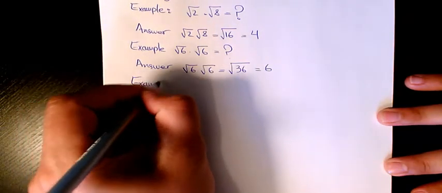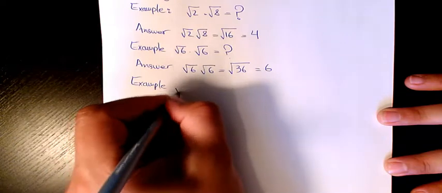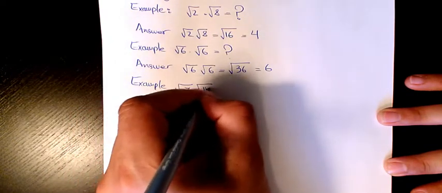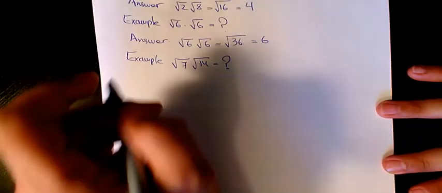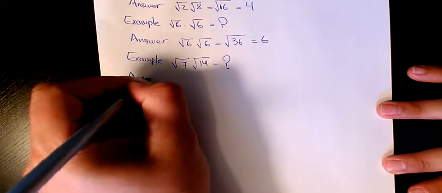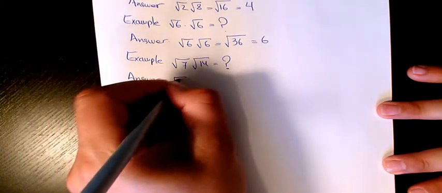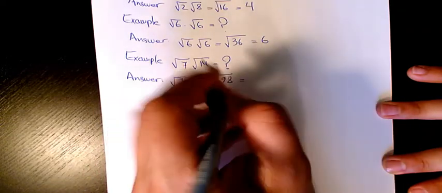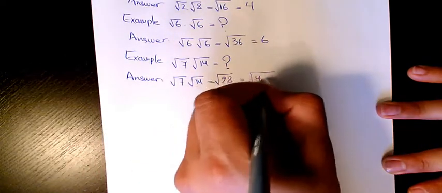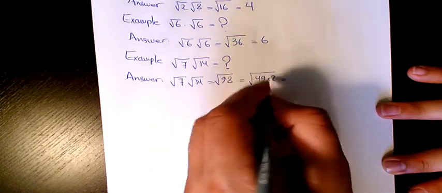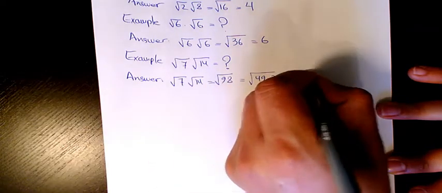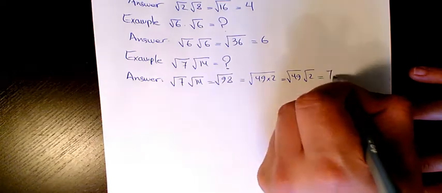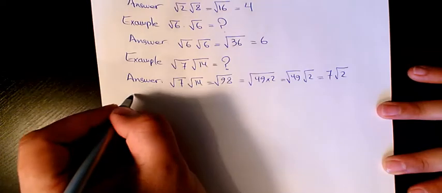Next example, we have root 7 times root 14. The answer is root 7 times root 14. It will be root 98. Root 98 is the same as 49 times 2, which is going to be root 49 times root 2. Root 49 is 7, so it's going to be 7 root 2.